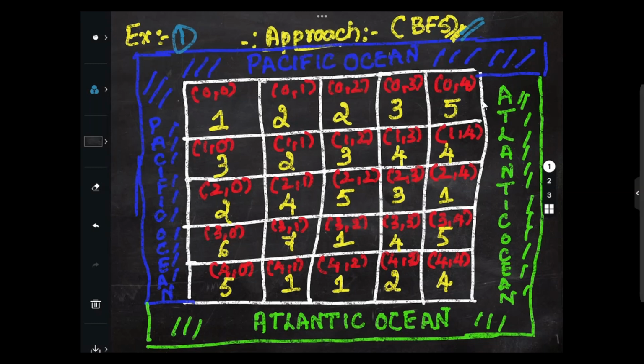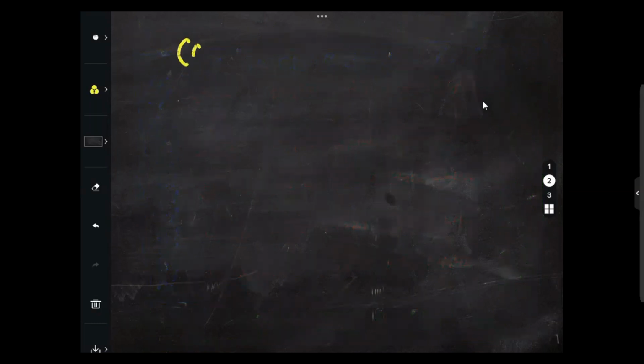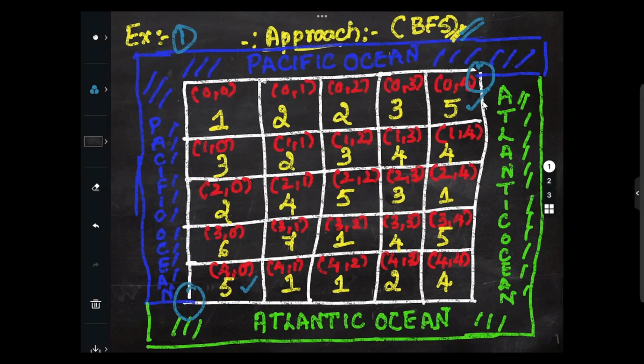As I have already said, this one and this one flow directly into the Atlantic as well as the Pacific Ocean. So cells 0,4 and 4,0 we can directly consider. So we are considering here 0,4 and 4,0, which can directly flow into the Atlantic as well as the Pacific Ocean. Let's start the BFS from here. So first one, it can flow to the Pacific Ocean. We can directly see here, we don't have any value at all at the left. It can flow directly to the Pacific Ocean.